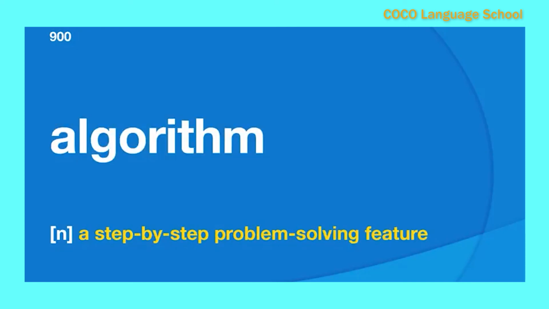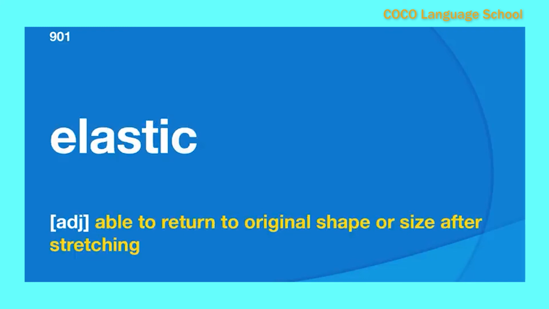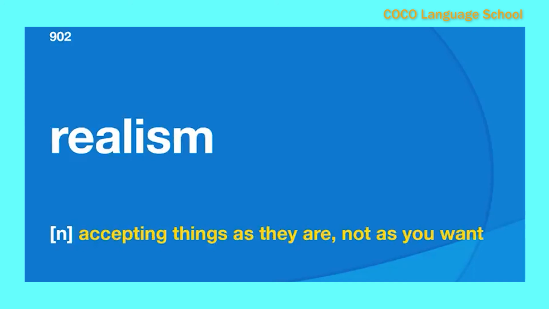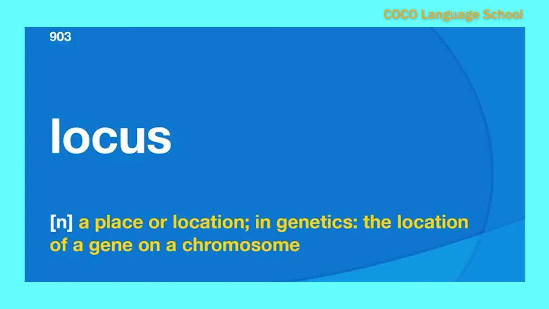A step-by-step problem-solving feature. Algorithm. Able to return to original shape or size after stretching. Elastic. Accepting things as they are, not as you want. Realism. A place or location in genetics. The location of a gene on a chromosome. Locus.